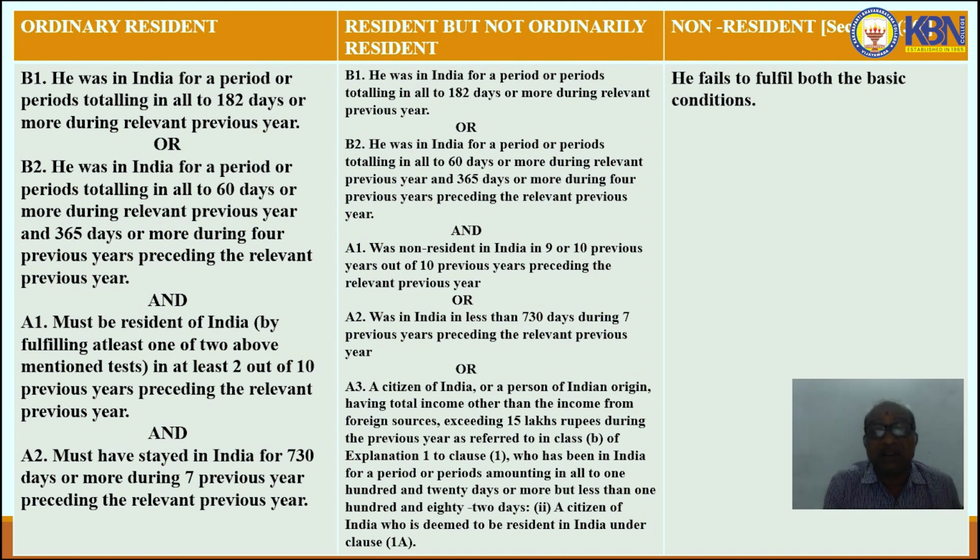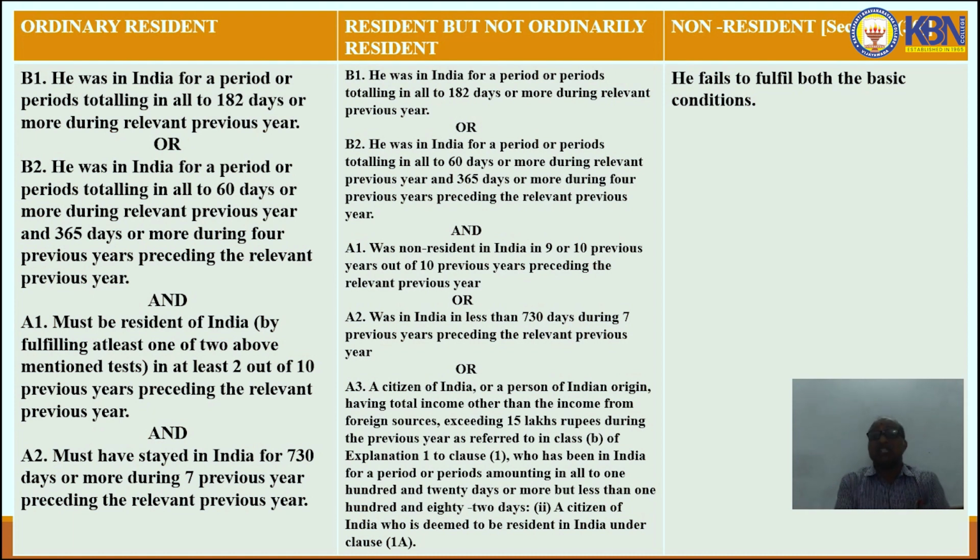From previous year, another condition is also added. That is, a citizen of India or a person of Indian origin having a total income, other than the income from foreign sources, that exceeds 15 lakh rupees during the previous year. In such a case, the period is reduced from 182 days to 125 days or more, but less than 182 days. A citizen of India who is deemed to be resident in India under clause 1A.